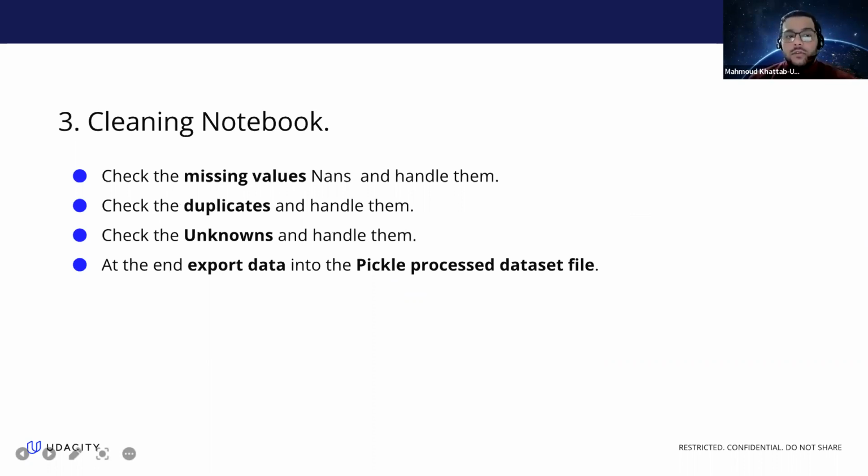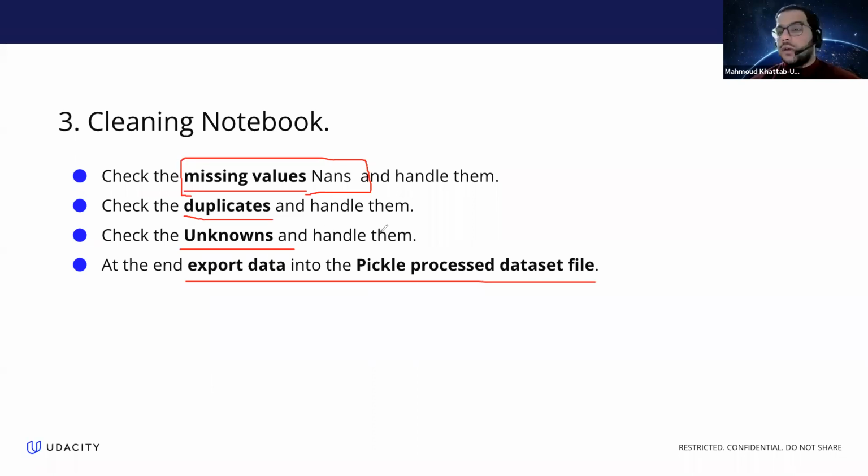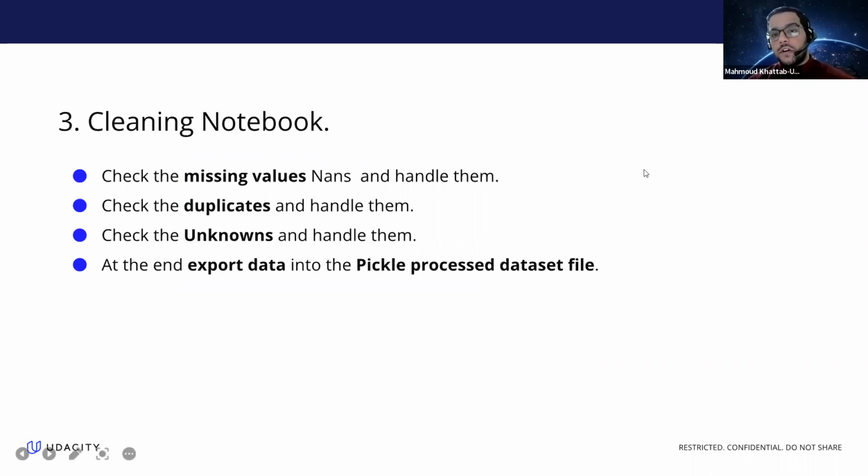After that, you clean your data. What does cleaning data mean? It means that we need to handle missing values, handle duplicates, handle unknowns, and after that export the data into a pickle file. If there are null values, it could be right to delete them as records, or it could be right to use imputation. Duplicates and unknowns we can also handle, and at the end we create a pickle file of the dataset.